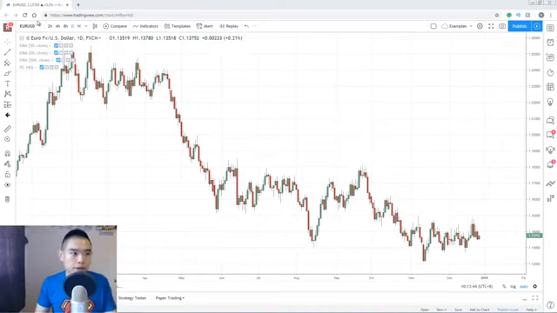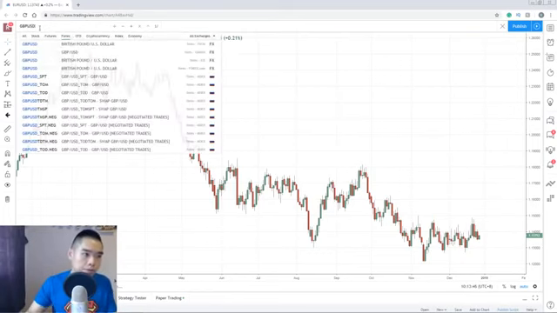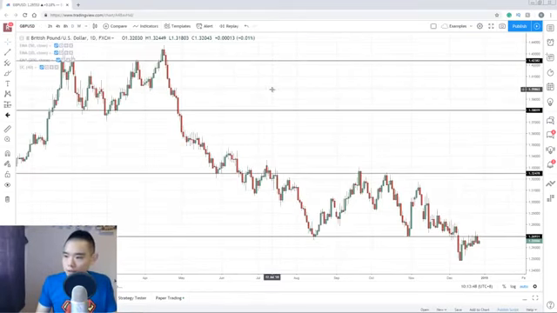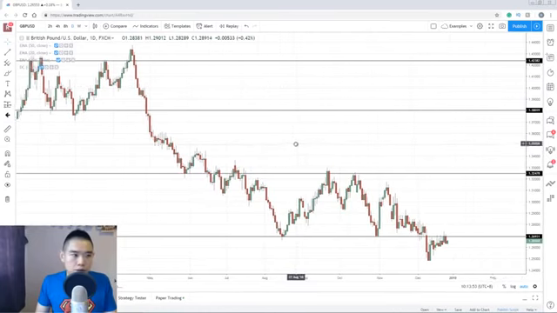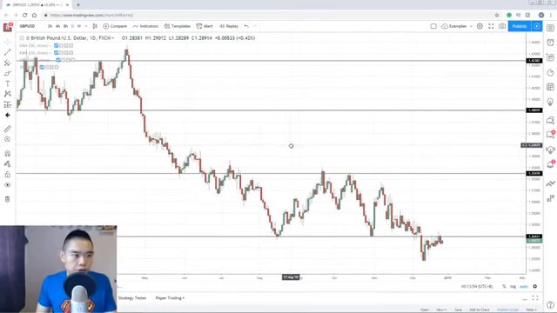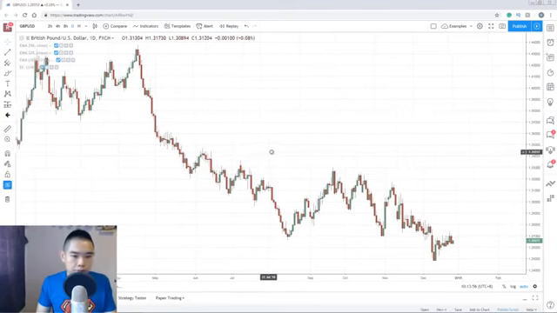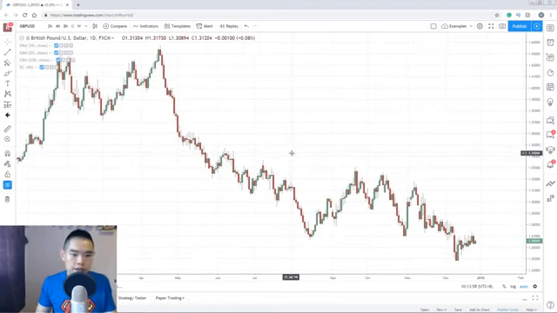Okay, simple. Another example: let's look at pound dollar. You can see that I have some levels drawn over here. I'll just remove this temporarily, we don't want to clutter the chart yet. Again, back to basics, fundamentals: identify the swing high and swing low.